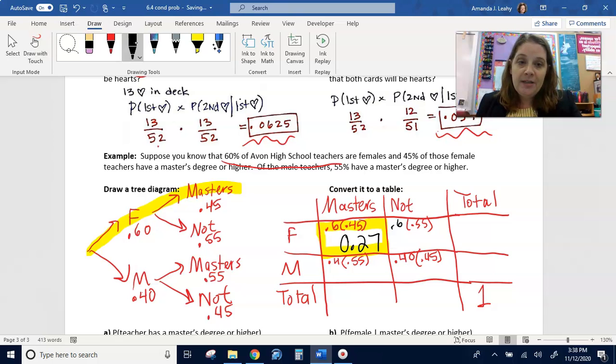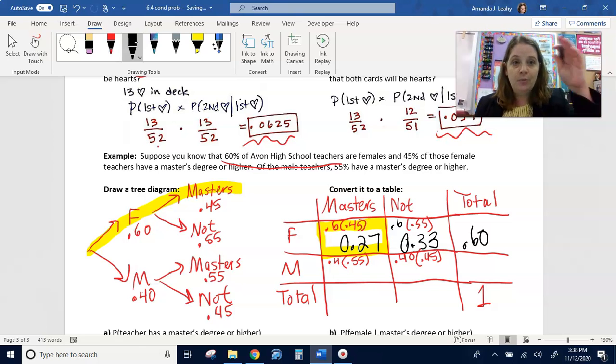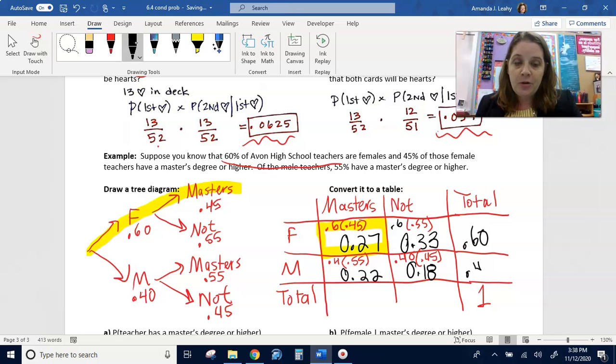All right, and once I have these products, I can actually multiply. So 0.6 times 0.55 gives me 0.33. And when I put these together, you're going to notice there's my 60% female. 0.27 plus 0.33 gives me that 60% female. I'm going to do the same thing here. 0.4 times 0.55 is 0.22. 0.4 times 0.45 is 0.18, and I can add up, and there's that 40%.